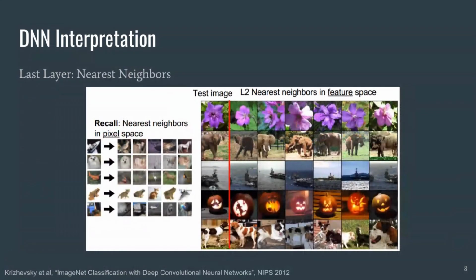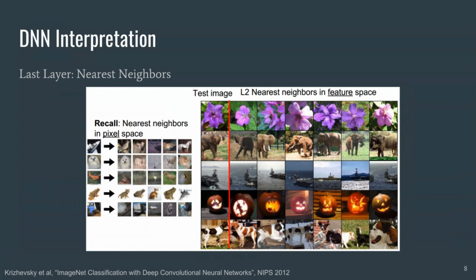In the first series of papers, which were published by Hinton's group, they looked at the latest feature space and tried to find out what are the closest feature space images. And what they found is that if you look at the left, that's a very simple nearest neighbor classifier, which usually looks at the pixel values, the background, and comes up with decisions based on those pixel values.